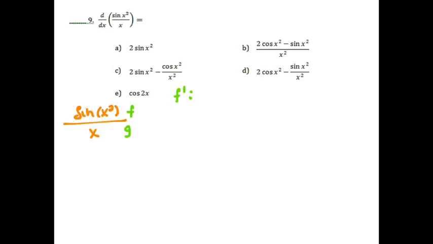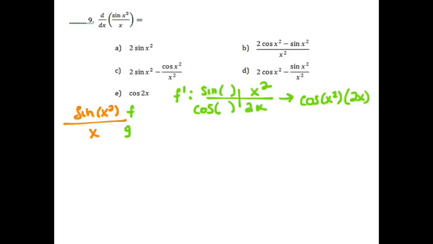So to find f prime, this is the part of our function where we need to use the chain rule. I've got a two-layered composite function there, sine of x squared. So I'm going to set up my chain rule chart. Sine of something, and then x squared. The derivative of sine is cosine of something, and the derivative of x squared is 2x. And so my f prime is cosine of x squared times 2x.